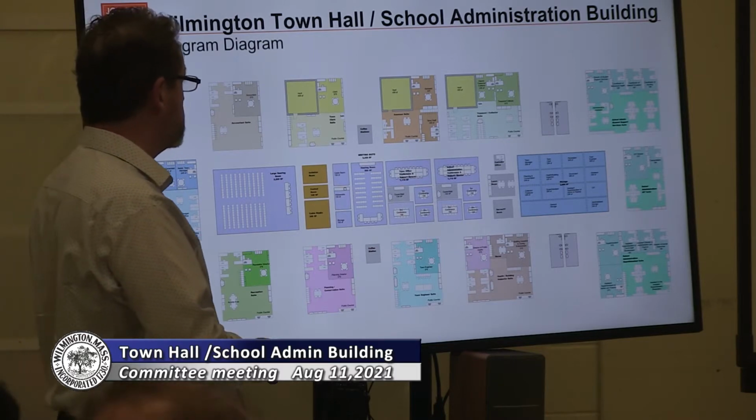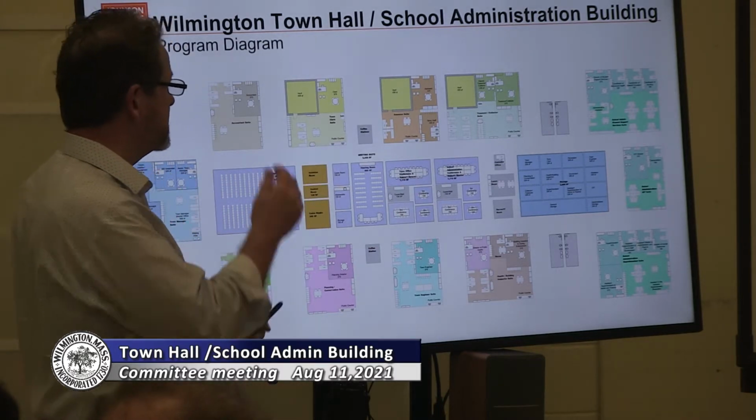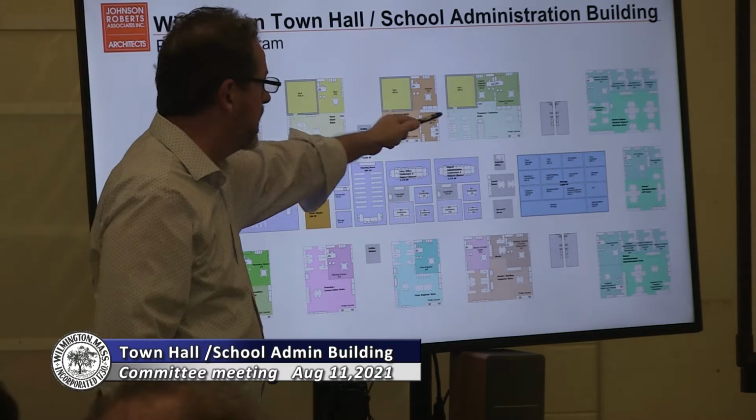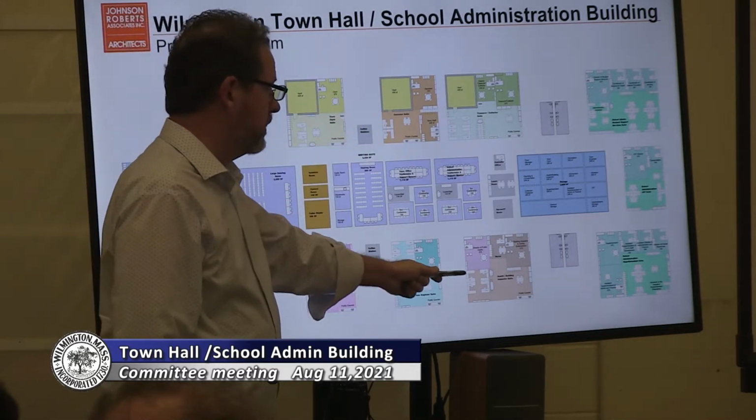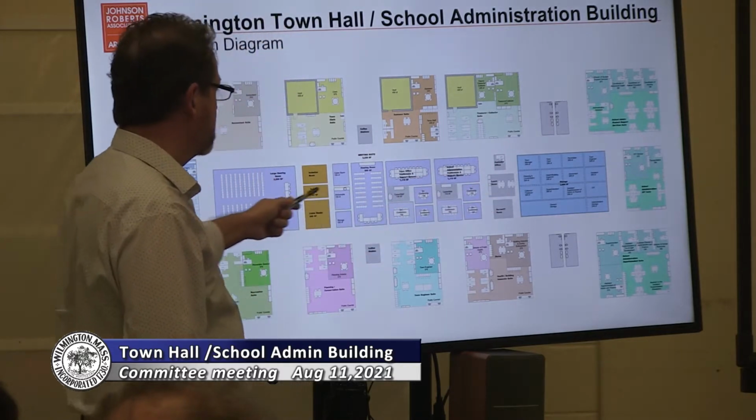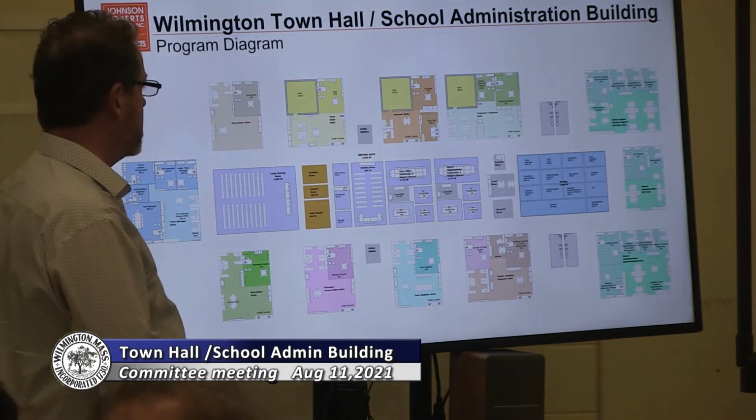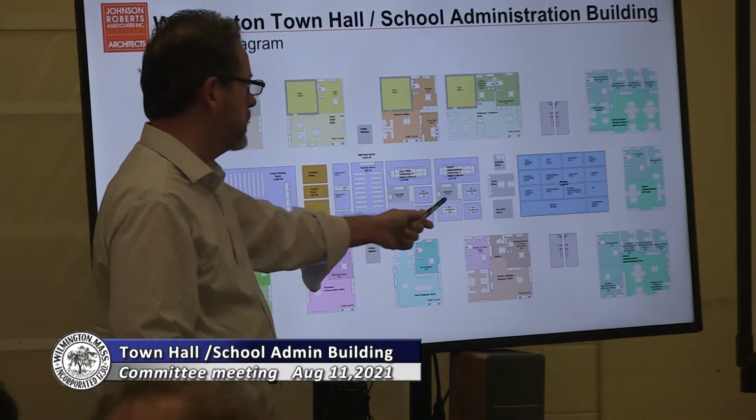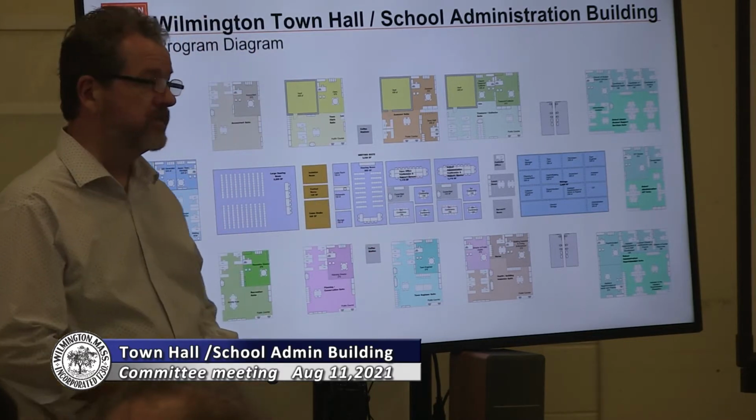We've also taken a shot a little bit at some of the adjacencies, and so what you can see here is that the town offices kind of circle around here, the school is kind of down at the other end, and then in the center, we've got shared spaces like meeting spaces. This kind of pale purple or indigo color here are meeting spaces for the most part.